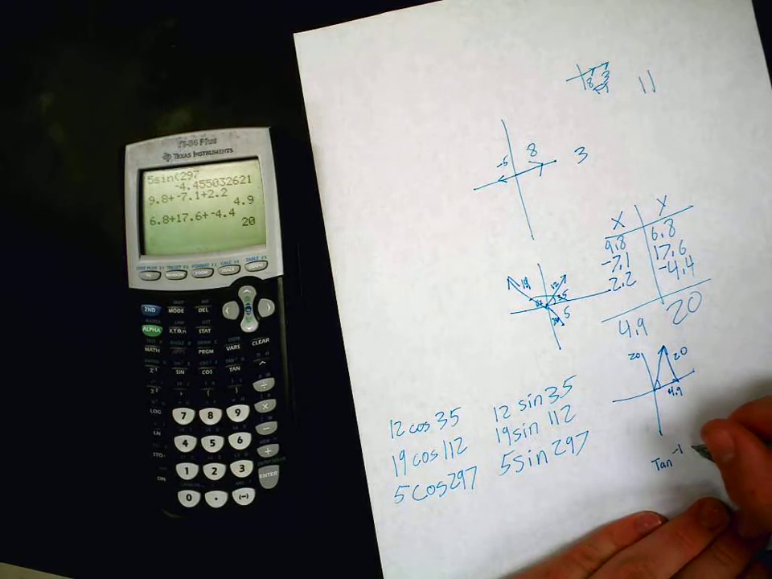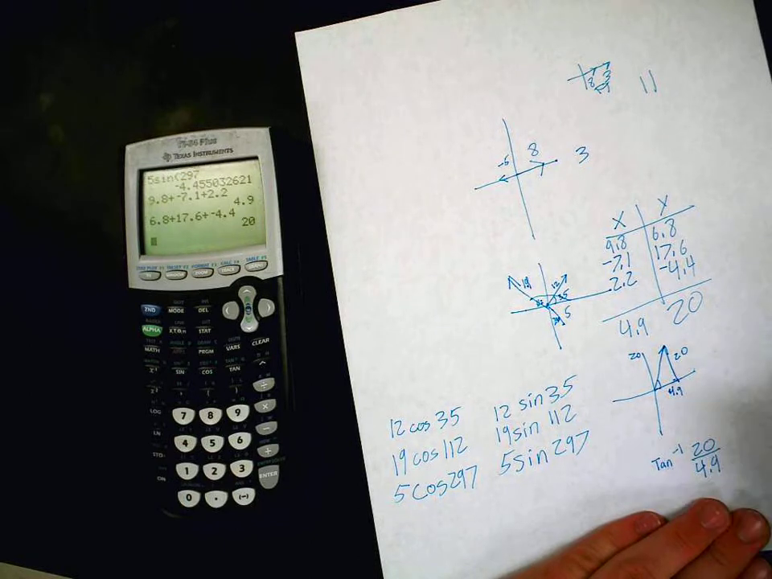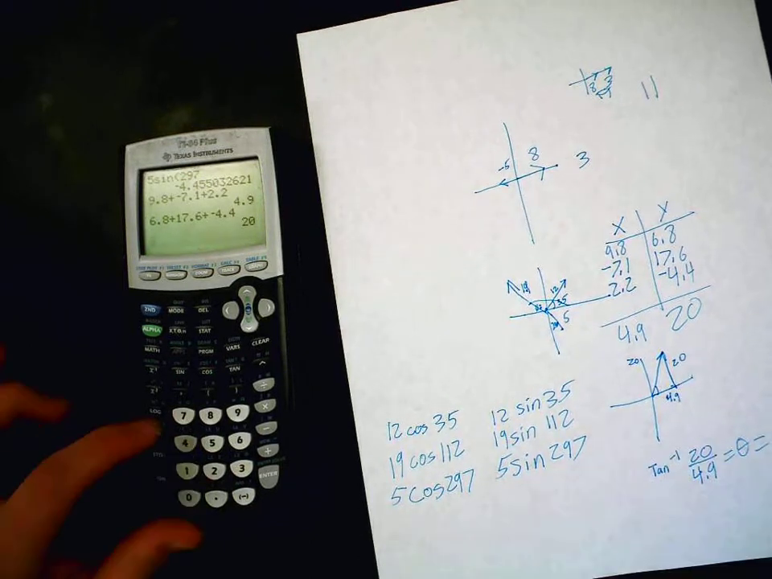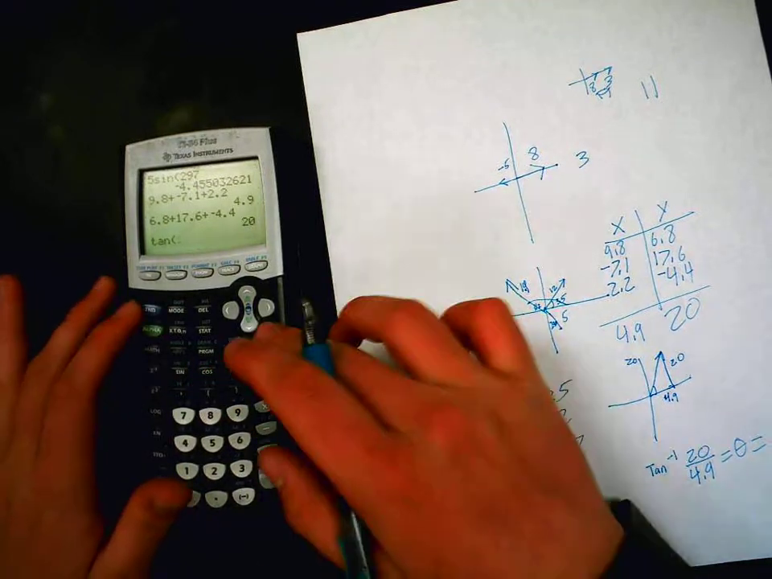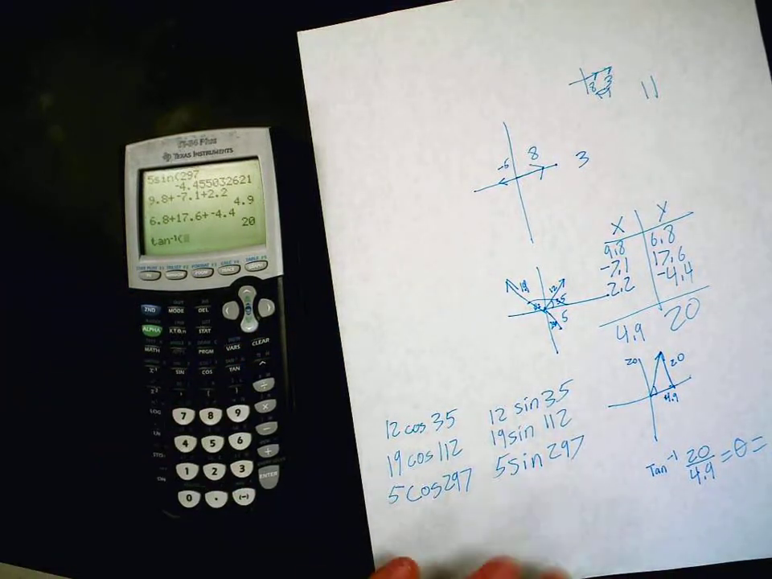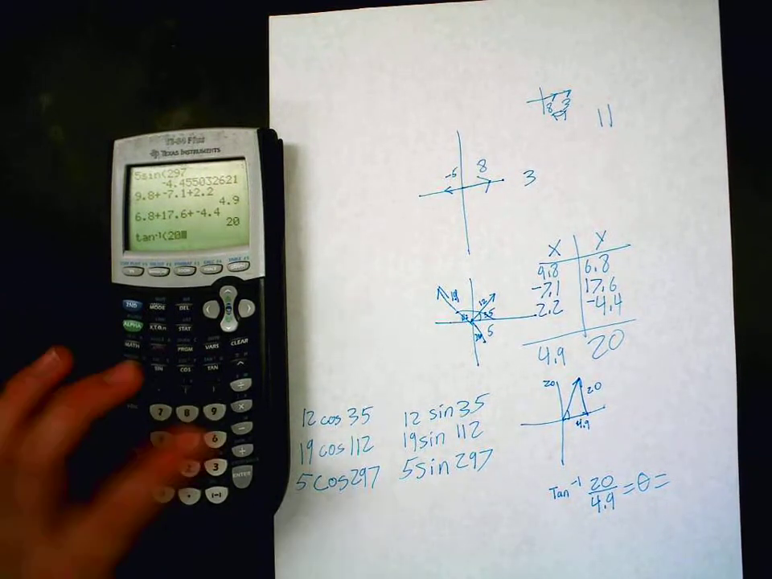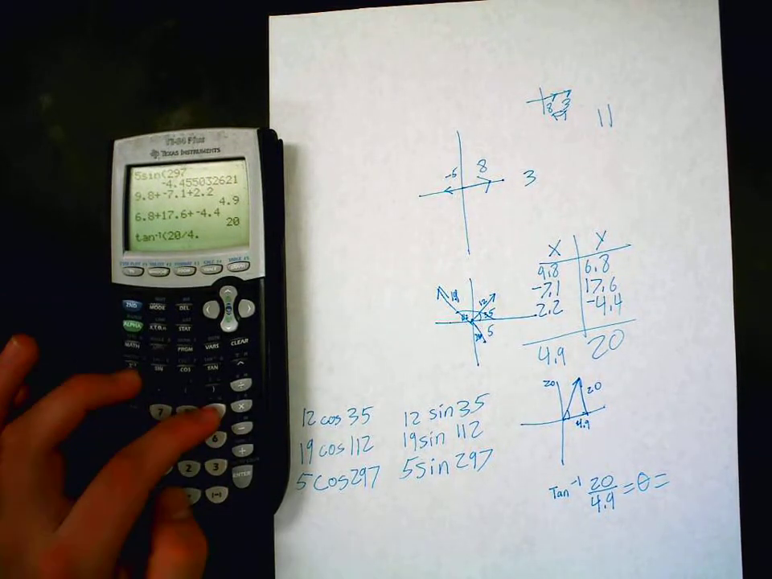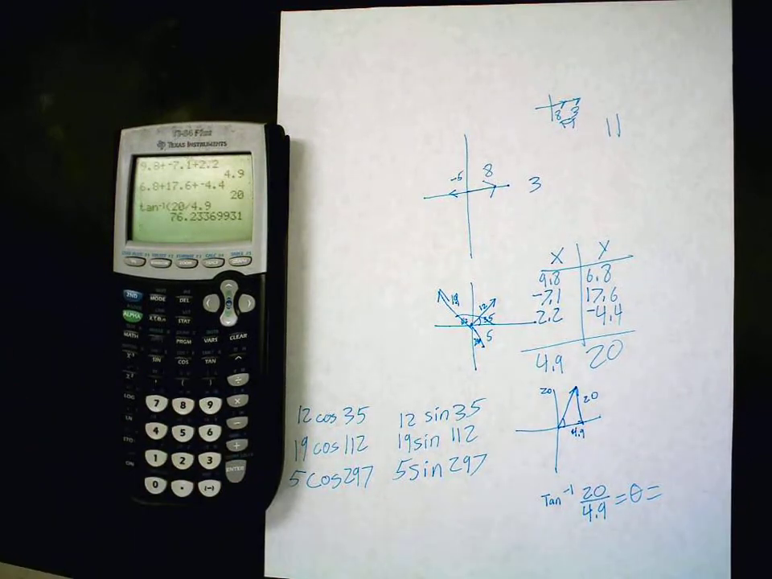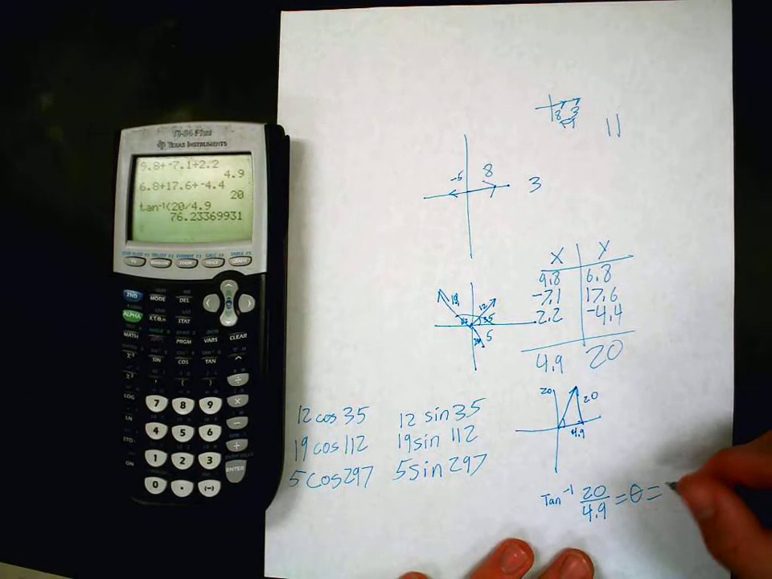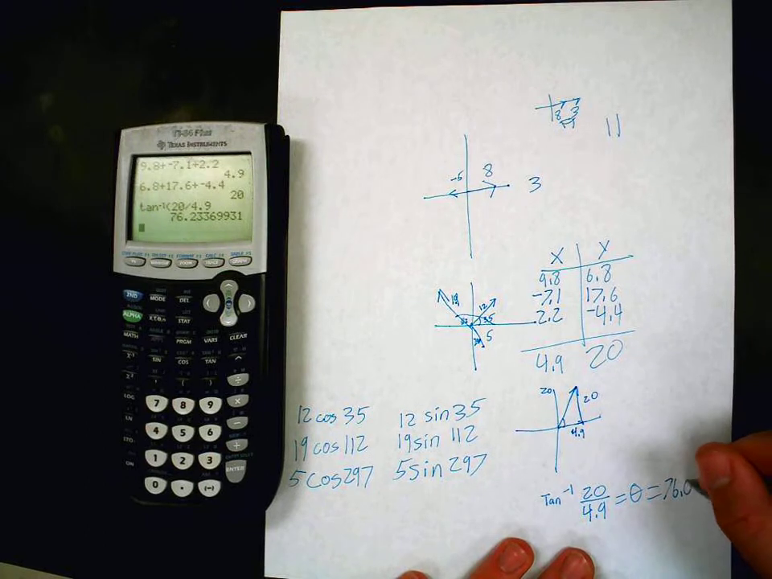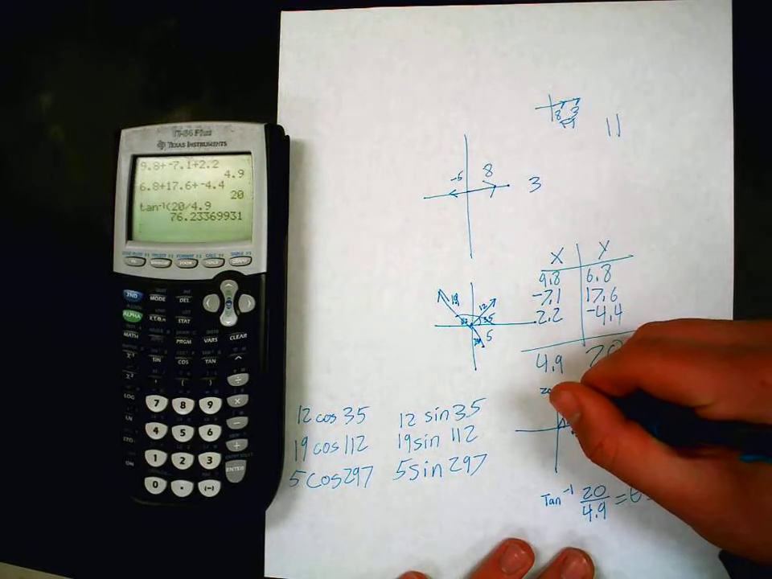of 20 over 4.9. Whoops, I did that backwards. That equals theta, and theta equals, whoops, wrong button. Oh, I'm getting off the screen. Sorry. 20 over 4.9. That's 76 degrees, so this is 76.